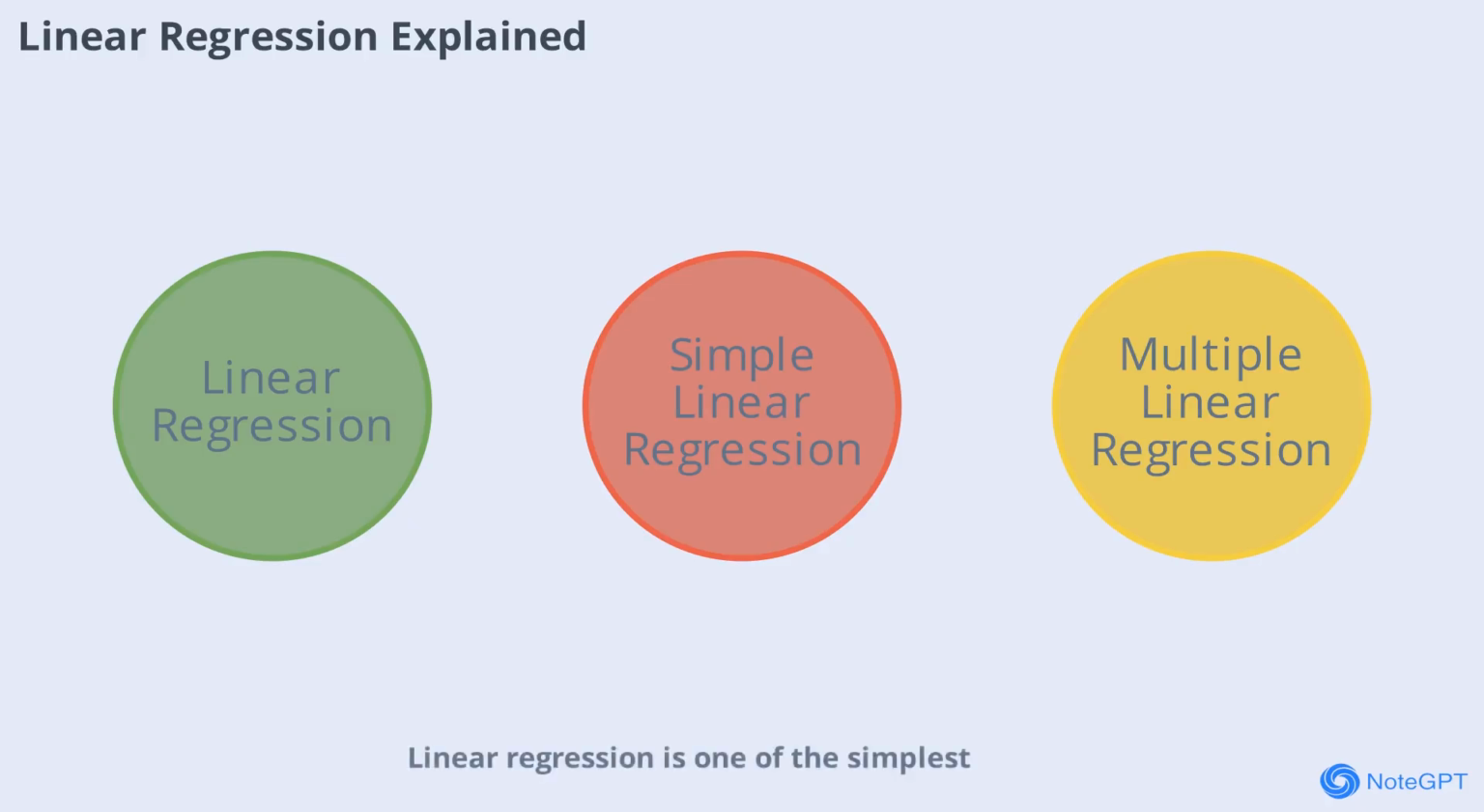Linear regression is one of the simplest and most widely used forms of regression. It works by drawing a straight line through your data points to predict future values. The magic formula is y equals mx plus c, where y is what you want to predict, x is what you already know, m is the slope of the line, and c is the intercept.